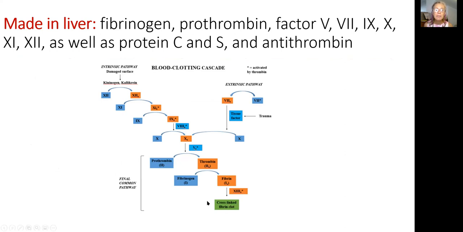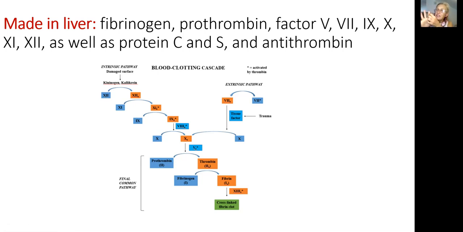And the final point is on the topic of the liver making coagulation proteins. So this picture represents the blood clotting cascade. It has intrinsic and extrinsic pathways. And what the liver does, it makes the proteins fibrinogen, prothrombin, factors 5, 7, 9, 11, 12, as well as protein C, protein S, and antithrombin.